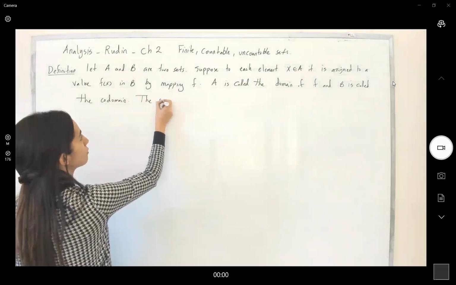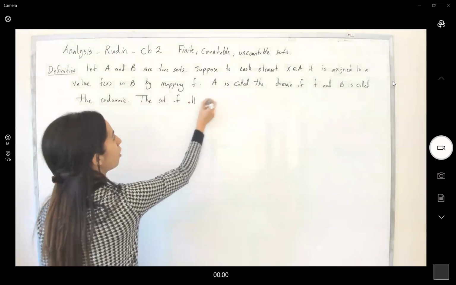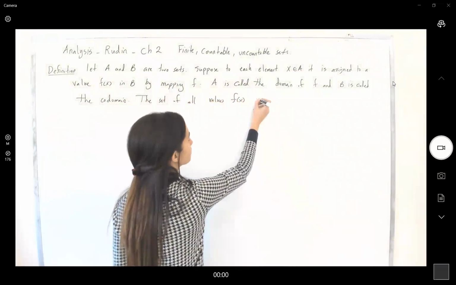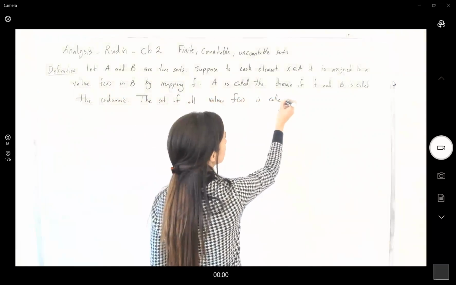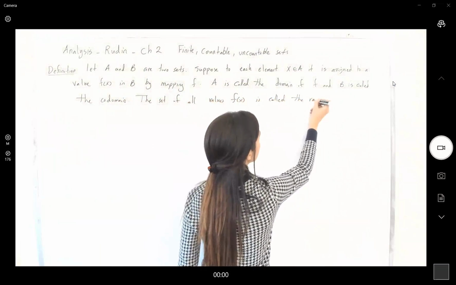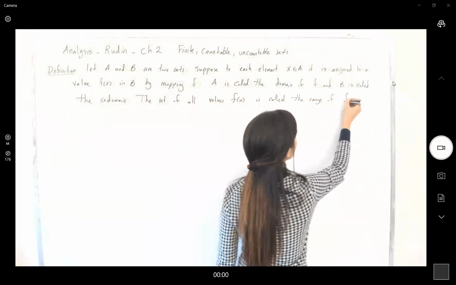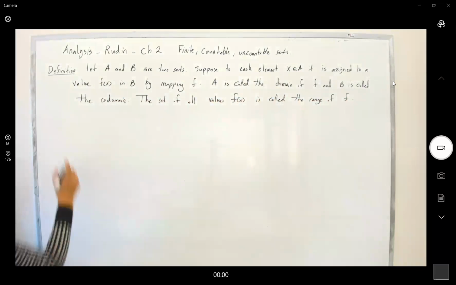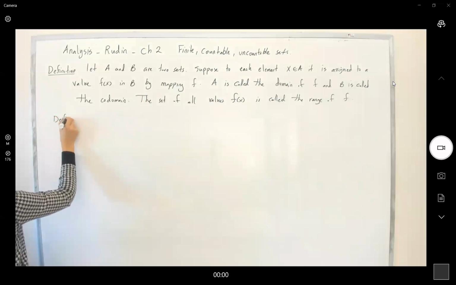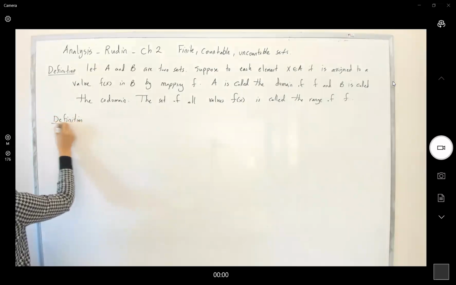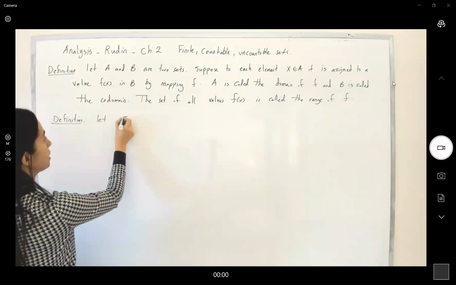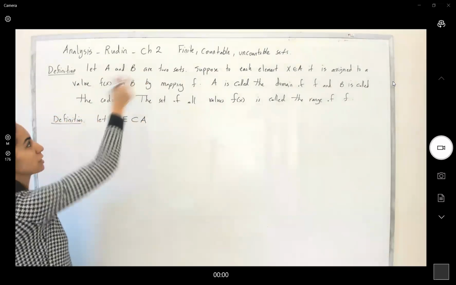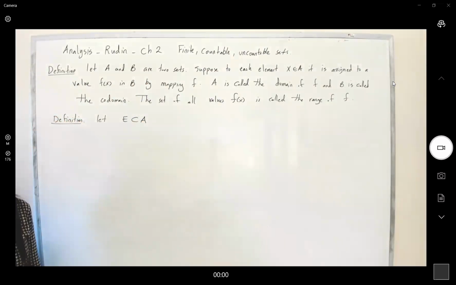The set of all values f of x is called the range of function f. Well, what if you have subsets? Let E be a subset of A. And suppose you're taking the function f, mapping A into B.